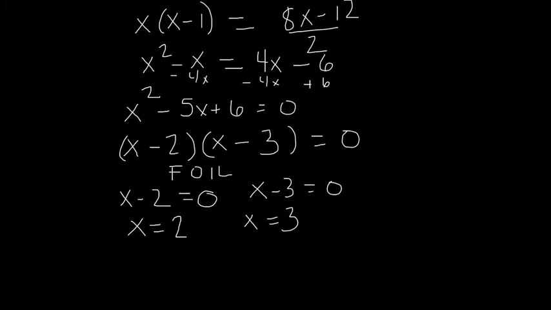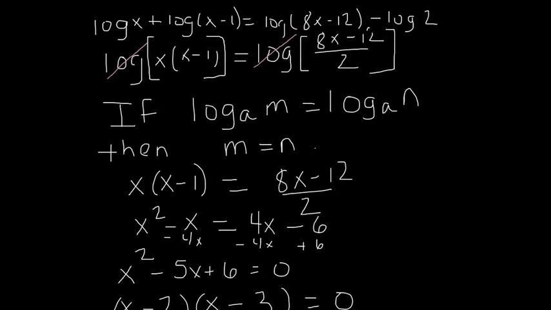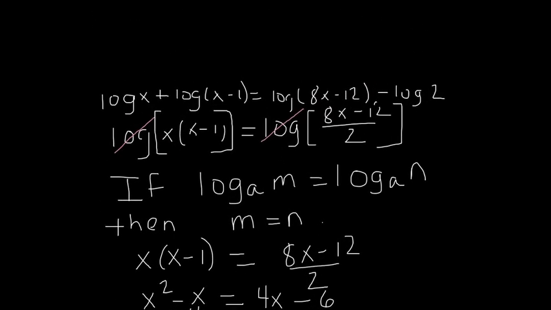Now, when we do these problems, you have to check to see if the solutions actually work. Because remember, we're not allowed to take the log of a negative number. So let's look back at the original problem, and would those two numbers work? If I put in x equals 2 here, I would not be taking the log of a negative, so that'd be okay. If I put it in here, I'd have 2 minus 1, which is log of 1, that's fine. If I put it in here, I'd have 16 minus 12, which is 4. So all those locations will give me a fine positive number.